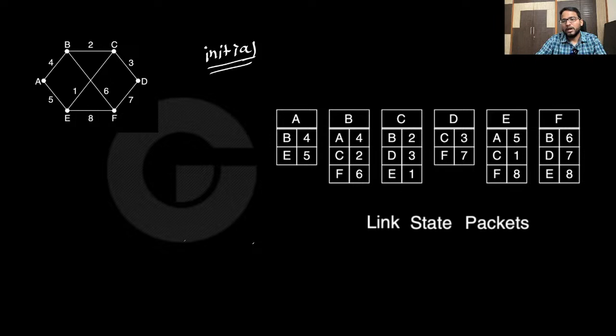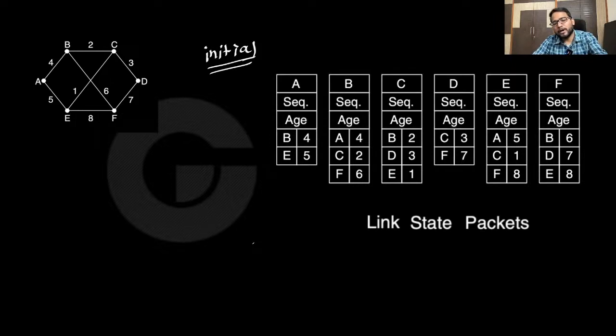That's all. Now, most importantly in this particular algorithm, I want to talk about these two things, which are sequence number and age. What are these two things? Because there could be a theoretical MSQ that they can ask based on the sequence number and age.